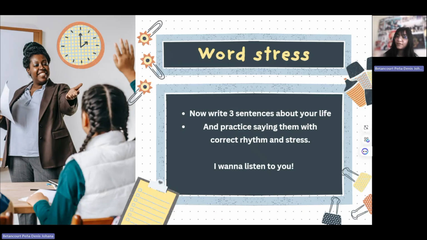And then we have another short activity. You have to write 3 sentences about your life. And of course, you have to practice those sentences that you wrote, and you have to practice your pronunciation. You have to pronounce correctly and use the correct rhythm and the stress, okay? And if you have any question, any doubt, or you don't know how to pronounce that word or where the stress is, you can tell me, okay? Because I want to listen to you pronounce each word.